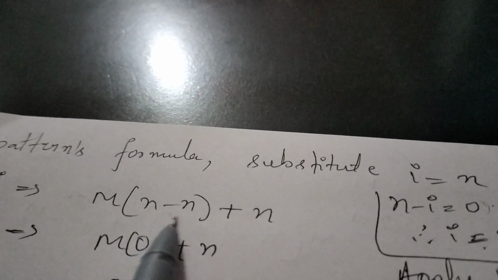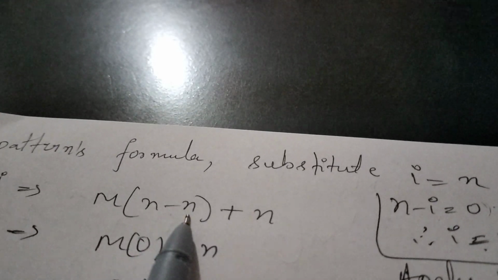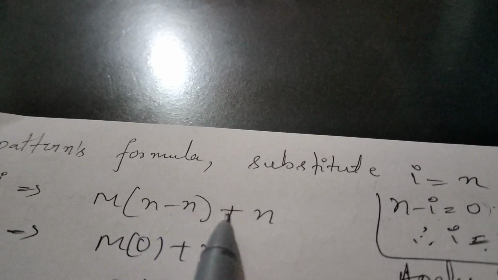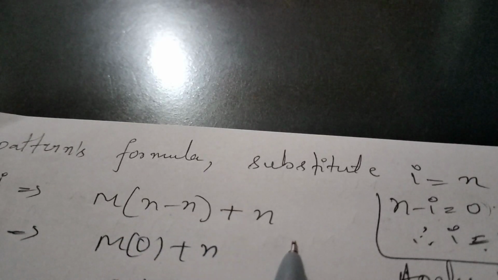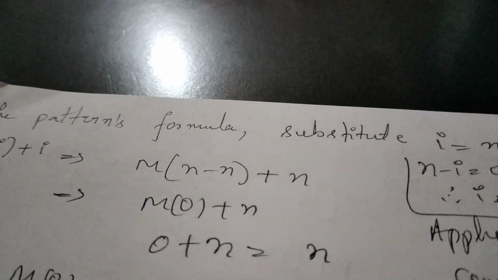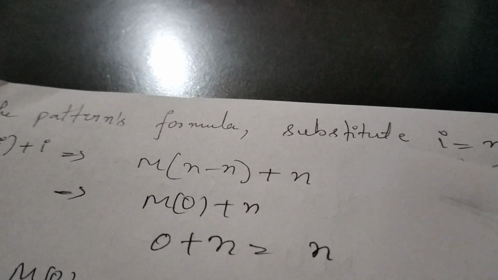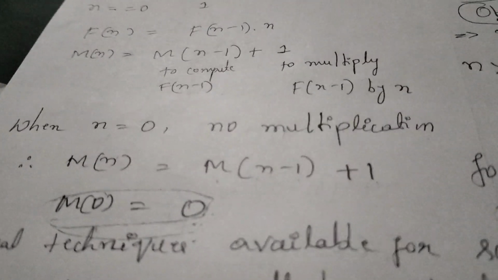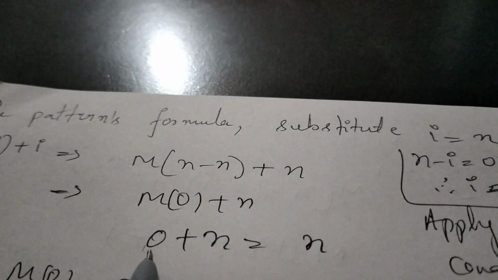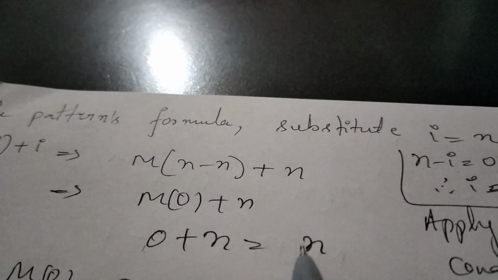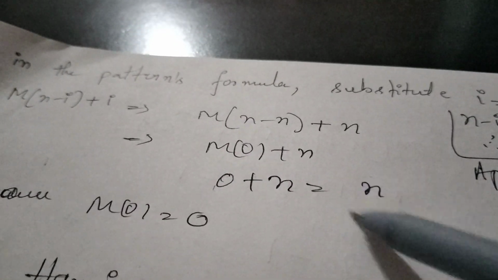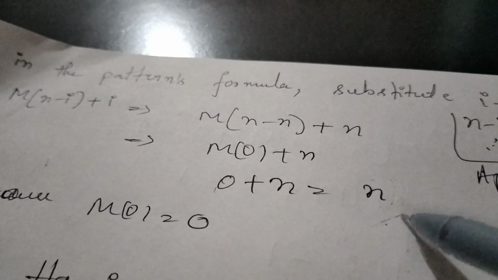So now wherever we have the value of i, replace it with the value of n. So n minus n, replacing i with n. What is n minus n? It is 0 plus n. What is m of 0? Go to the base case again. M of 0 is 0. So put that value here. So 0 plus n is equal to n. Okay. So finally, what is the average time complexity it requires? N is the time.